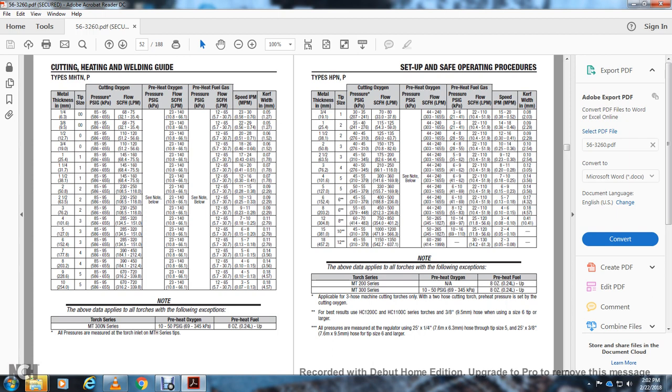Types HPM, MPM: metal thickness, tip size, cutting oxygen PSI gauge, flow SCFH, preheating oxygen PSI gauge, flow SCFH, preheating fuel gas pressure PSI gauge, flow SCFH, speed IPM, curve width in inches. That applies with the torch with the following exceptions: MT200 and MT300 series.